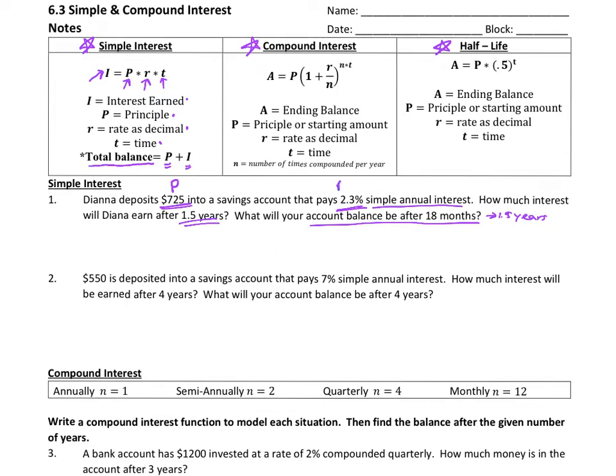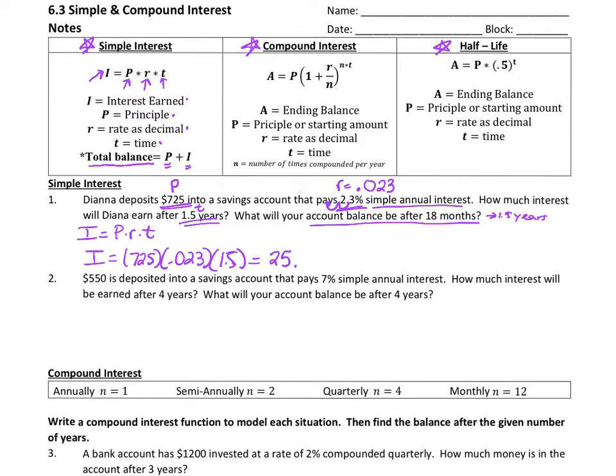This is the rate, but we want to make it a decimal. So anytime we have a percent, we're going to move the decimal place over 1, 2 times. So my rate's going to be 0.023. And then time is going to be this 1.5 years. So my interest is going to equal P times R times T. So 725 times 0.023 times 1.5.